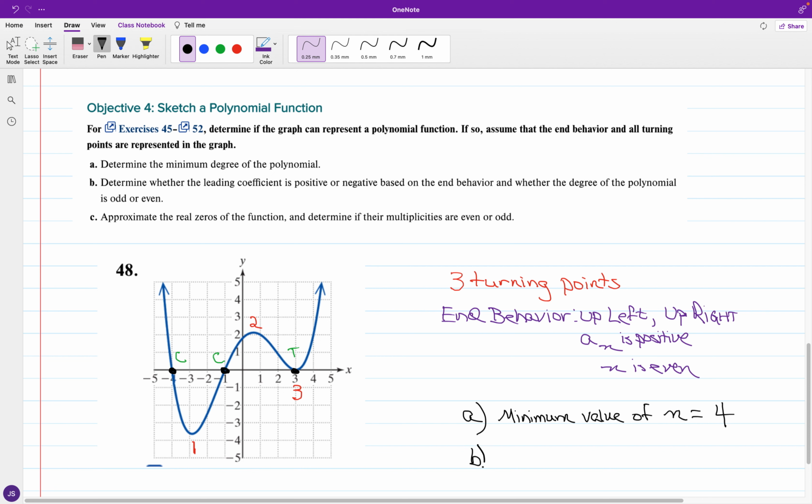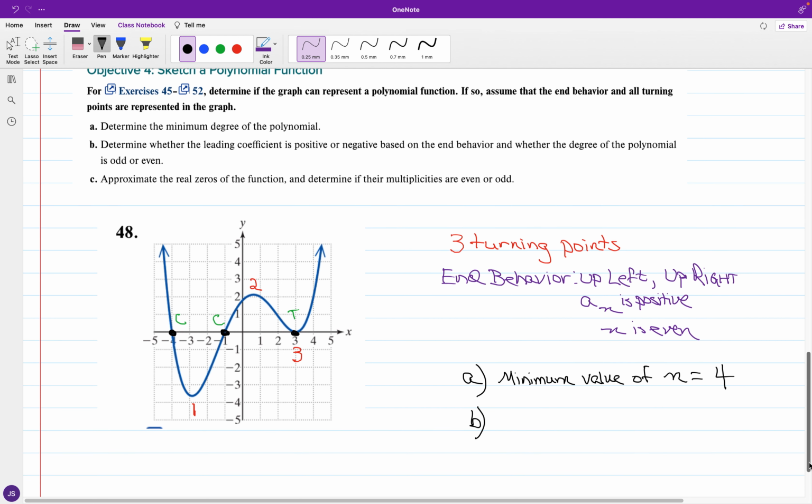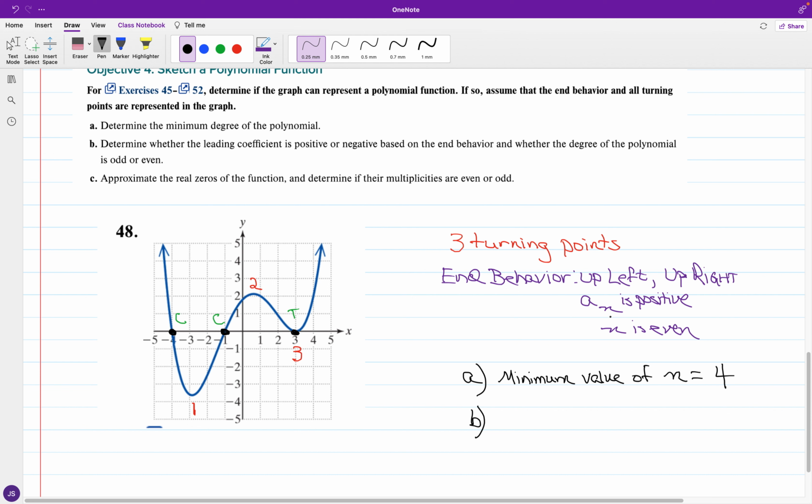And in part B, determine whether the leading coefficient is positive or negative based on the end behavior. Again, we already had this laid out. So you have a of n is positive. And whether the degree is odd or even, we've already laid this out.